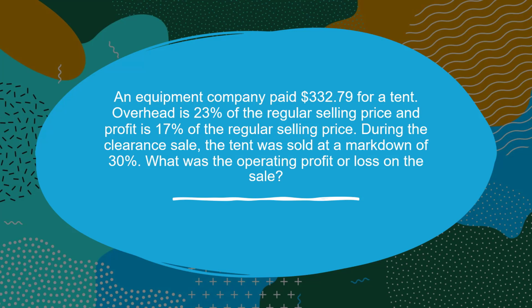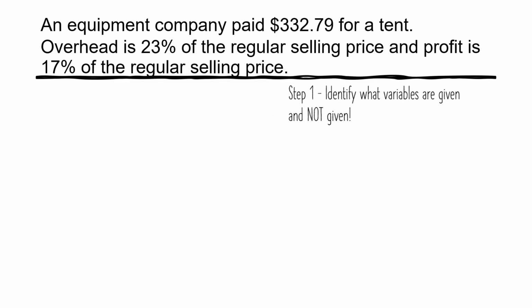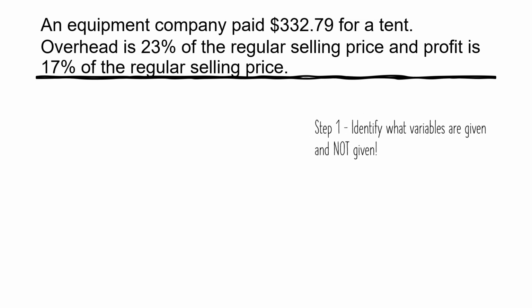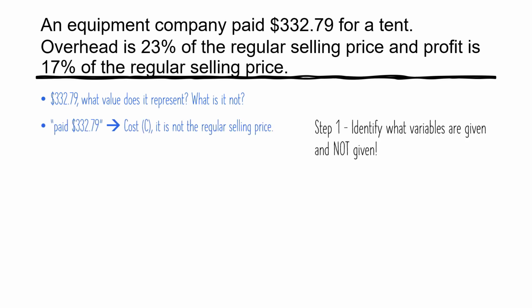So for all these problems, first we need to identify what variables are given and what is not given. So we know that $332.79 is given, but what does it represent? Since it says that the company paid for it, this is the cost to the company, not the price that the company sold the tent at. So this is the cost, not the regular selling price.